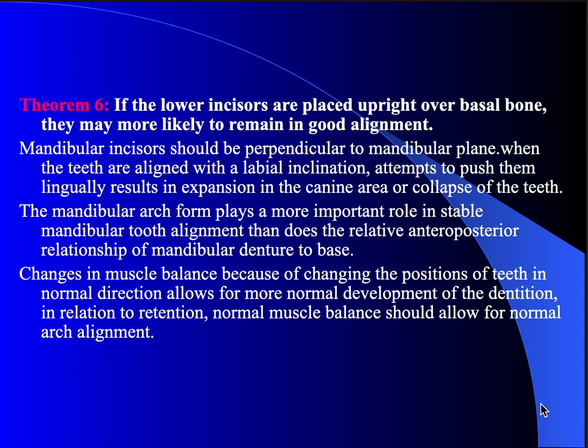Theorem number 6: if the lower incisors are placed upright over basal bone, they are more likely to remain in good alignment. Mandibular incisors should be perpendicular to the mandibular plane. When the teeth are aligned with a labial inclination, attempts to push them lingually result in expansion in the canine area or collapse of the teeth. The mandibular arch form plays a more important role in stable mandibular tooth alignment than does the relative antero-posterior relationship of the mandibular denture to the base. Changes in muscle balance, because of changing the position of teeth in a normal direction, allow for more normal development of the dentition in relation to retention. Normal muscle balance should allow for normal arch alignment.